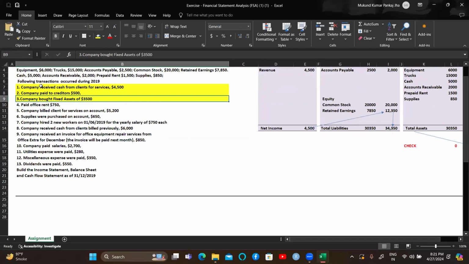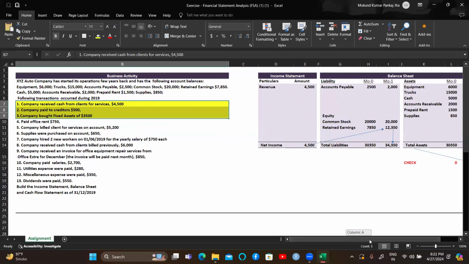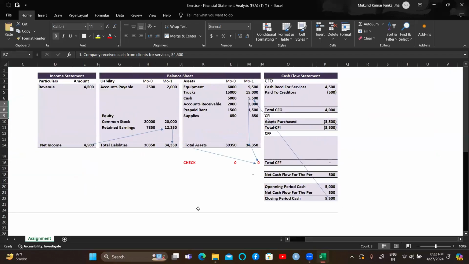Everyone clear with this? Everyone? Apurv, do you have any doubt in this? Please let me know. Apurv, if you have any doubt in this part, please let me know.